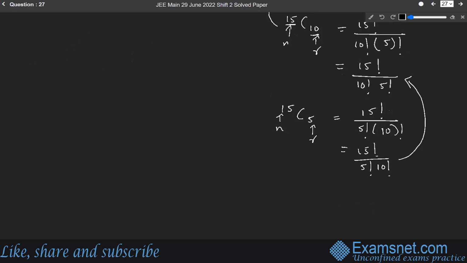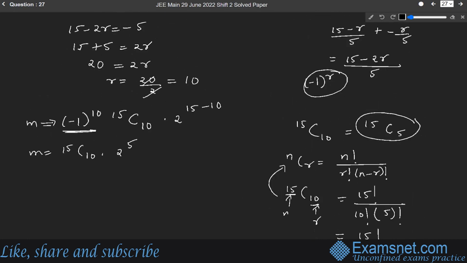10 factorial into 5 factorial will be equal to 5 factorial into 10 factorial, just like 2 into 3 is equal to 3 into 2, right? So both the values are the same. It means that 15c10 is equal to 15c5. So in place of 15c10, we can write 15c5. So m will be equal to 15c5 multiplied by 2 power 5.